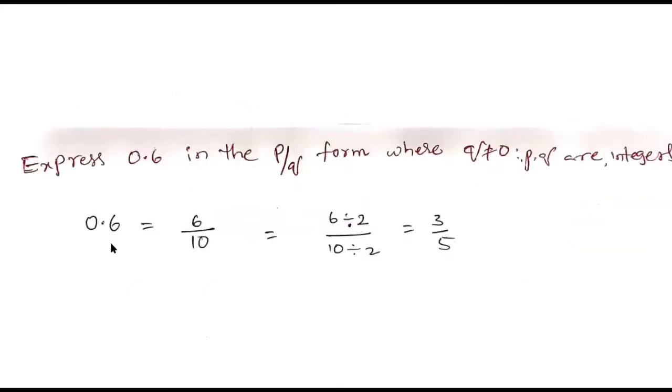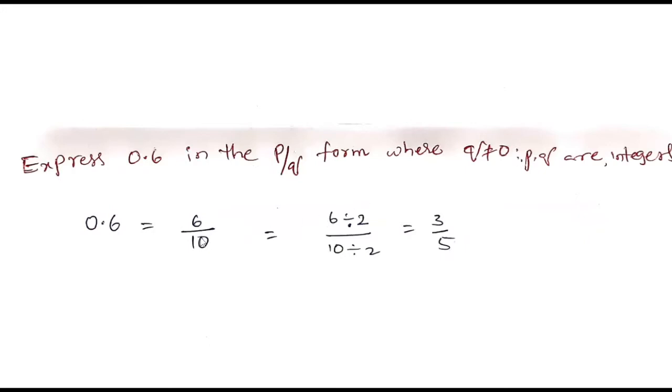0.6. So after the decimal point, only one number is there. So 6 by 10, removing the decimal point, we are writing 6 by 10. Is it clear? If it is clear, just show the thumb.